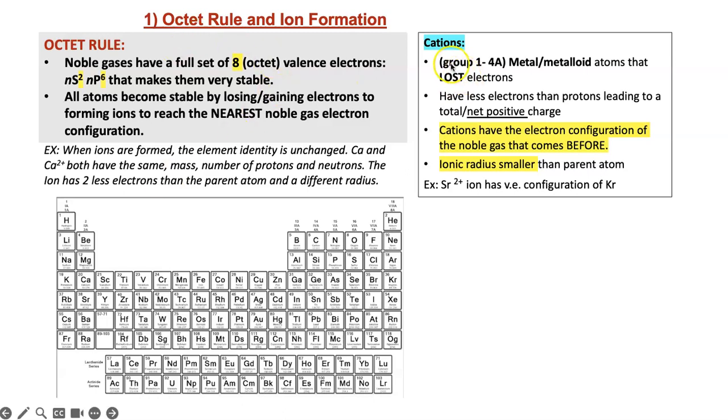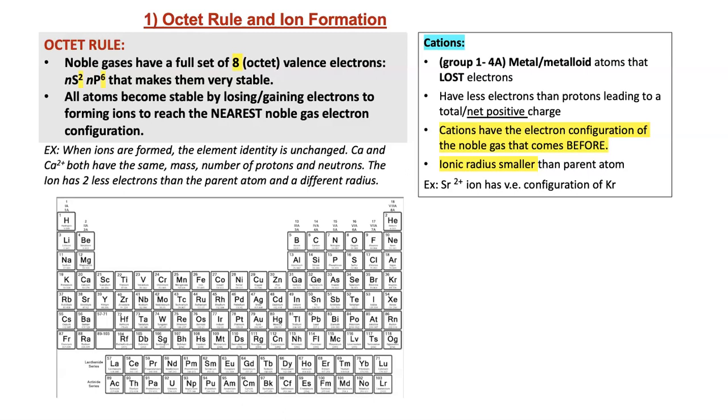So these are formed by metals, basically, group 1 to 4A elements. They're mostly metals, sometimes metalloids. They lose electrons. They have fewer electrons than protons. This gives them the net total positive charge.